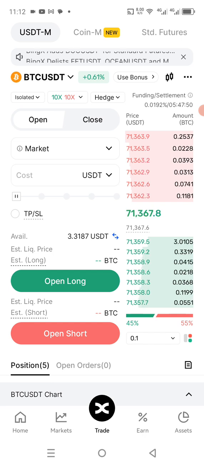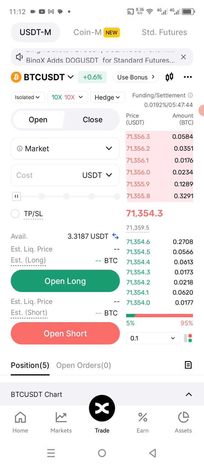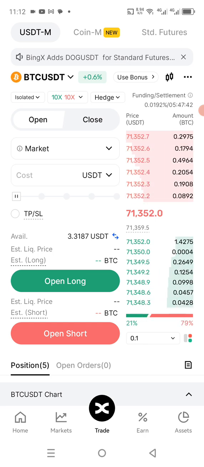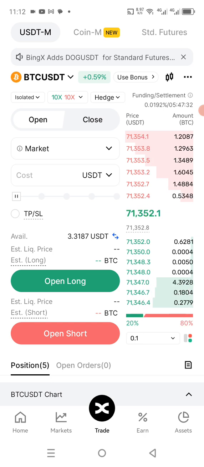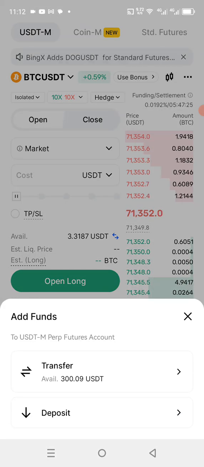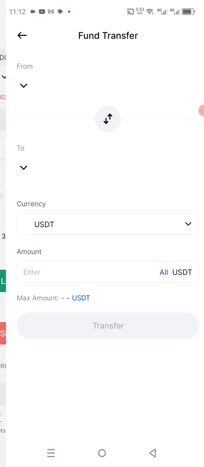So now, having deposited your money, another way you can deposit or transfer money from your funding account to your futures account: look at this place. You are seeing 3.318 USDT. You are seeing one arrow east and west. You can click on that arrow. You say add fund, transfer. Available USDT, I see I have 300 USDT. So I can click transfer.